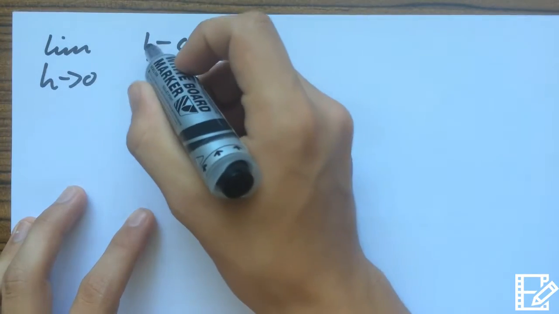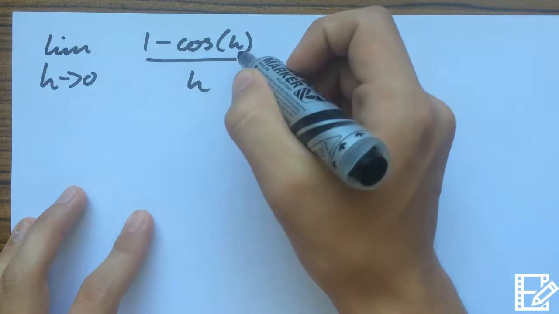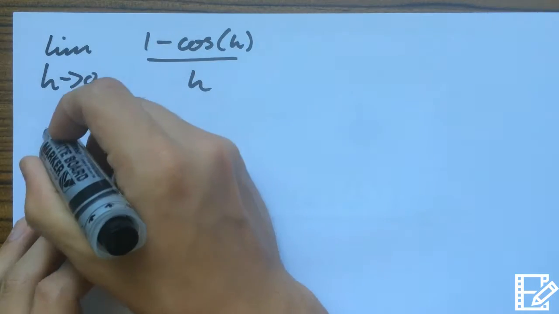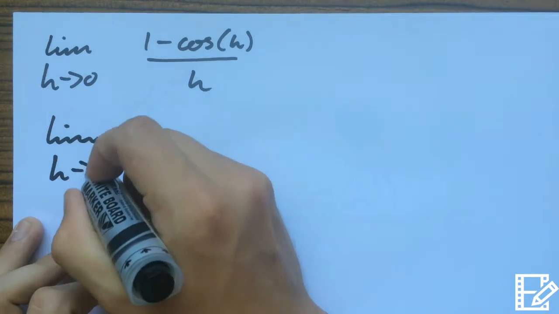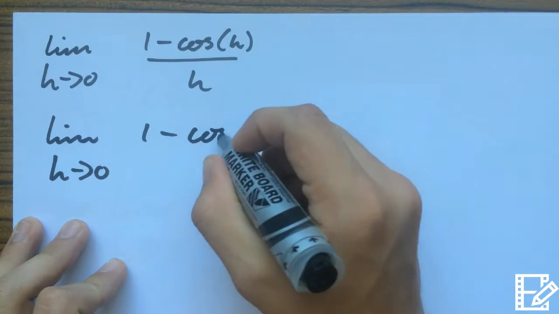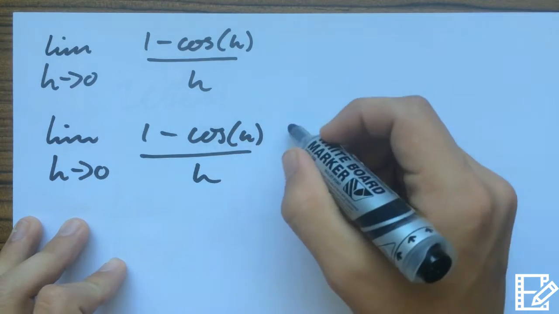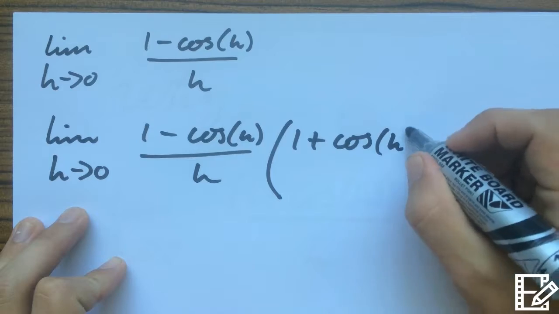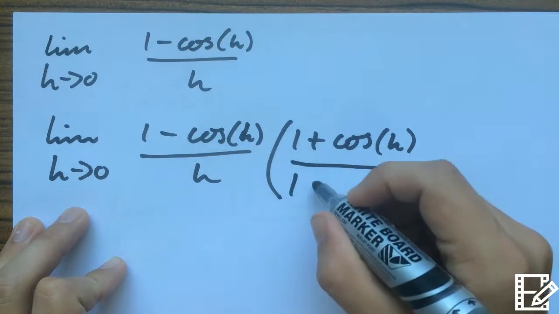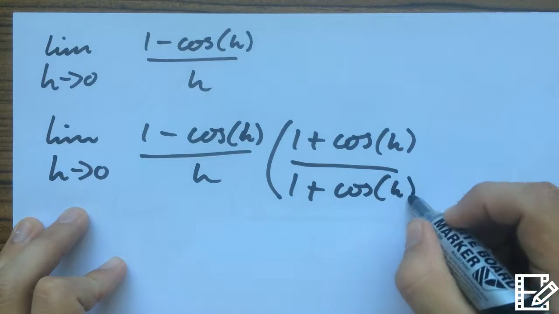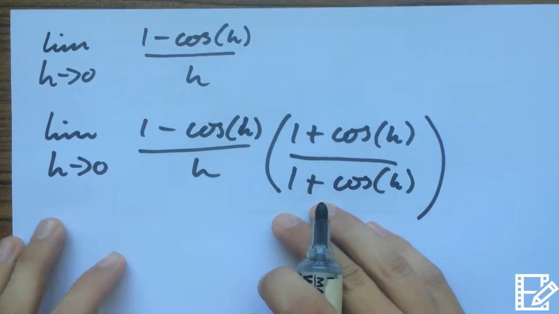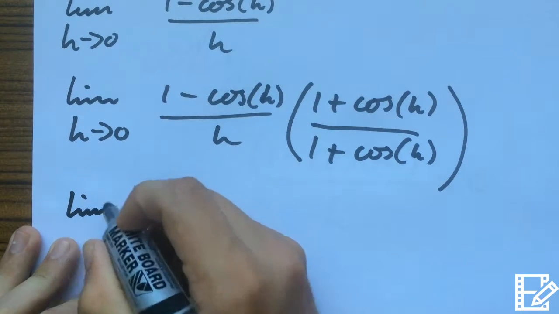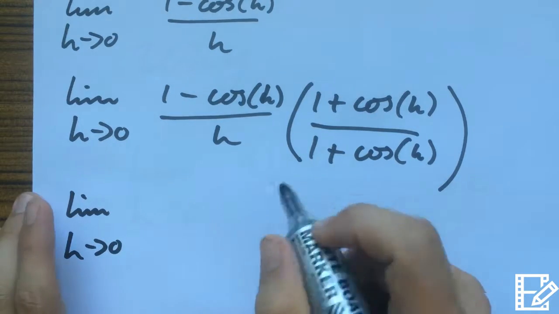So I'm going to multiply the 1 minus cosine of h over h by the conjugate of 1 minus cosine h, and I'll do that over here. 1 minus cosine of h over h multiplied by 1 plus cosine of h over 1 plus cosine of h. Now that we've got that, what I'm going to do is expand these brackets out. Limit as h approaches 0.